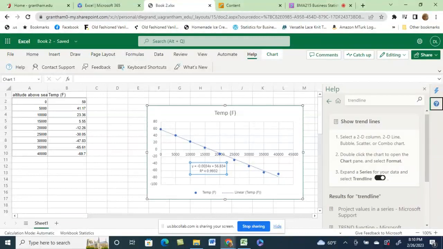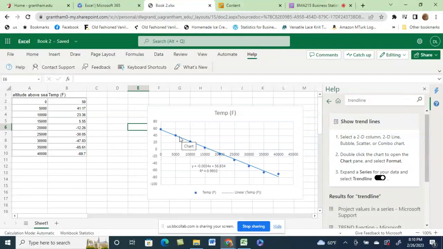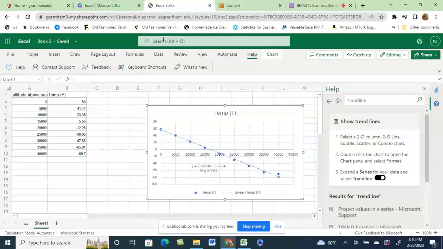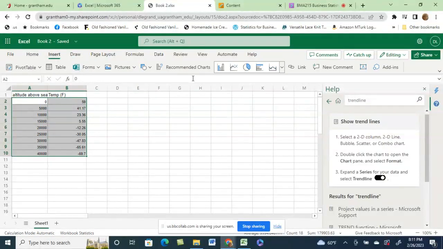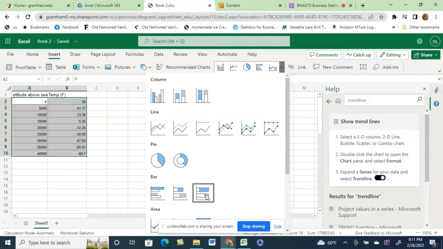I did. Okay. So Microsoft on Microsoft, what it said to do, just what I did was search for trend line. If you don't remember, and it tells you how to do this on the right. Then here, let me delete this. Let's start over. Okay, so we're going to go select the data, insert the scatter. Scatter, yep.